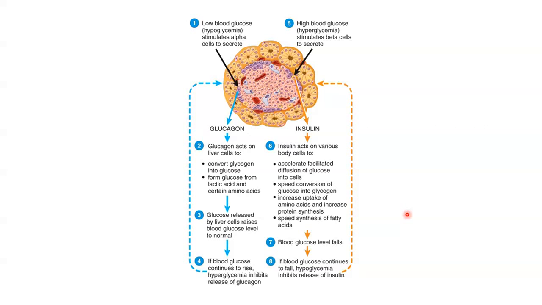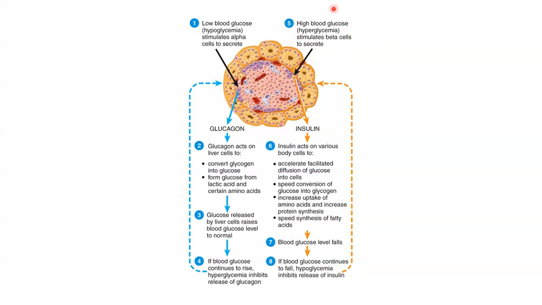Seeing that interaction or that partnership here, so low blood glucose, so hypoglycemia, will cause those alpha cells to secrete glucagon. Glucagon acts to convert glycogen into glucose, so it breaks down stored glycogen and puts glucose into the blood. We also produce glucose from a number of other sources. Our glucose levels will then rise. If they continue to rise, we have an inhibition of our glucagon release.